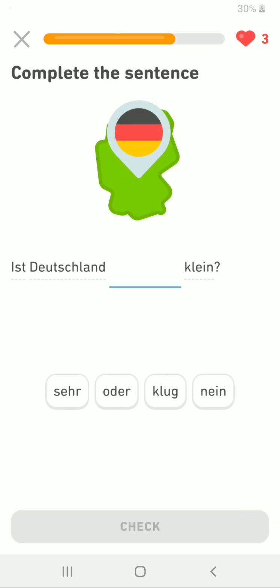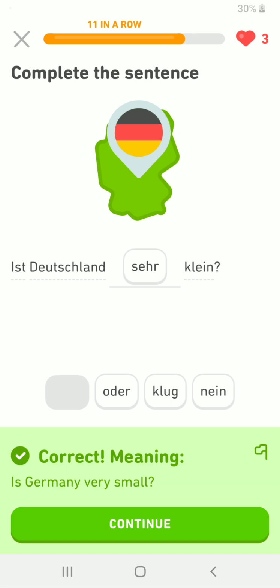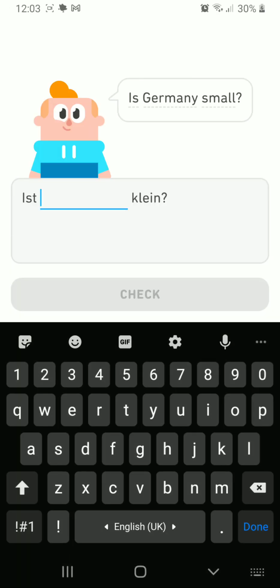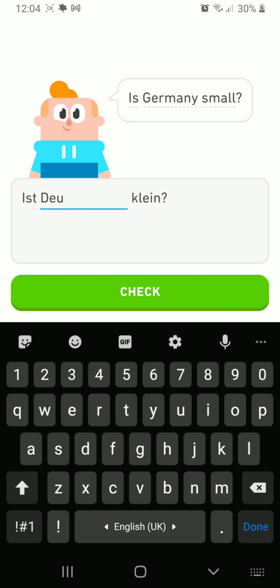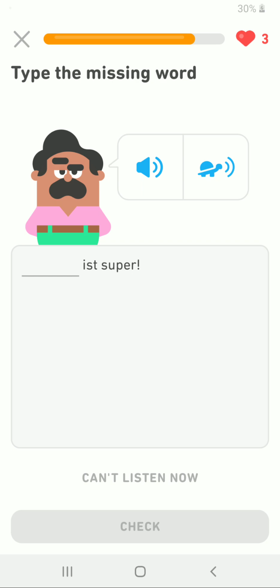Ist Deutschland sehr klein? Nein. I don't think Germany is very small. How do you write Deutschland? Deutschland. There's an S here. It's great. Das ist toll, Kanada ist super, ist prima.